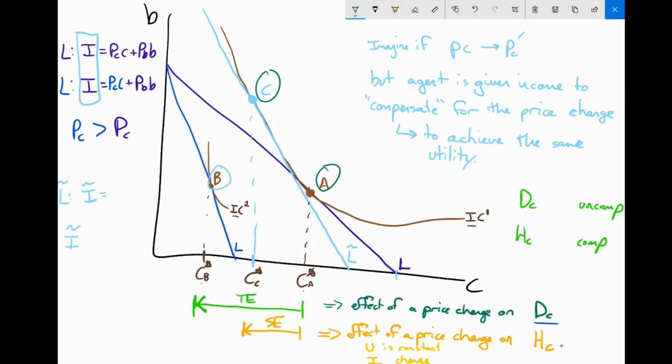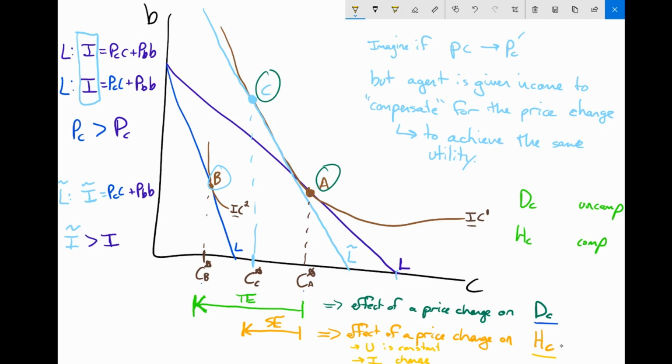Income squiggle is greater than the original income. They are given additional income in order to compensate them for the increase in price. So it still has the original price of bagels, and it has the new price of coffee, but it has a higher level of income. So that means utility is held constant, but income changes. So the difference between demand at point A and point C, we called it the substitution effect. This is the effect of a price change on the compensated demand curve.